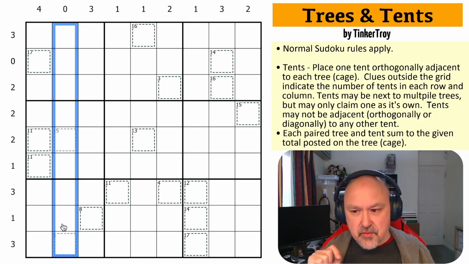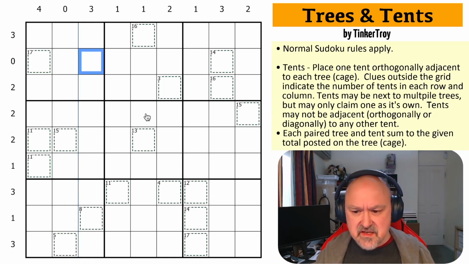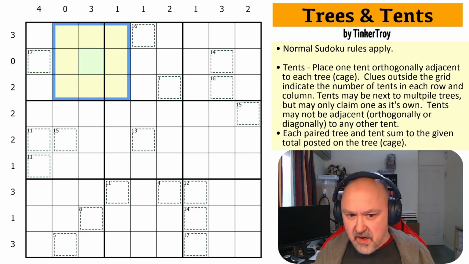Tents may not be adjacent, orthogonally or diagonally, to any other tent. So it's a bit like Star Battle, maybe? For example, if this was a tent, let's use green to indicate a tent, then all of these would be barren and not have a tent on them. That's a terrible color choice, but that's the way we'll go for now. Because tents may not be adjacent, orthogonally or diagonally, to any other tent. And then each paired tree and tent sum to the given total posted on the tree.